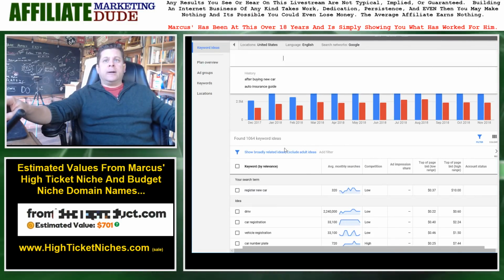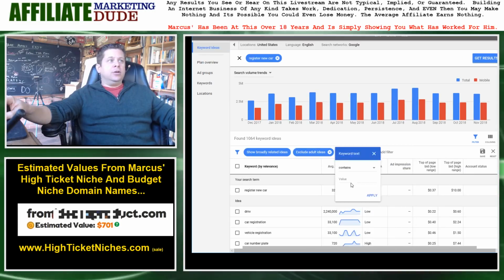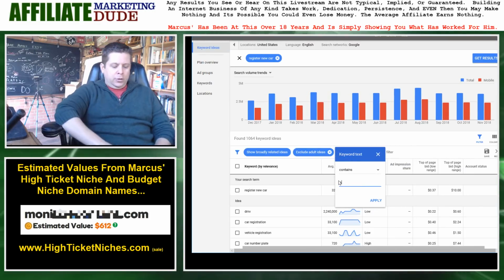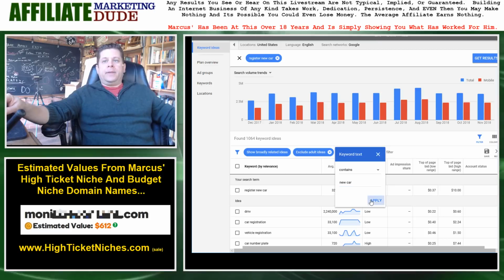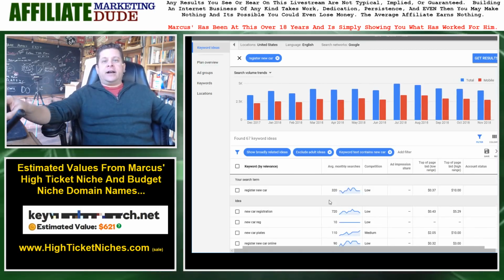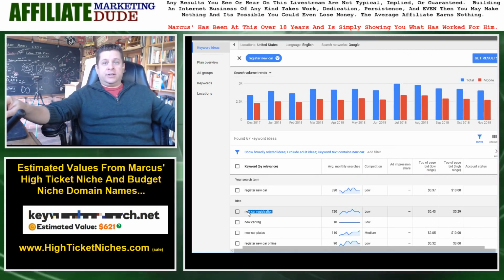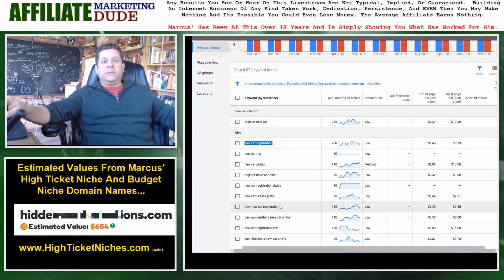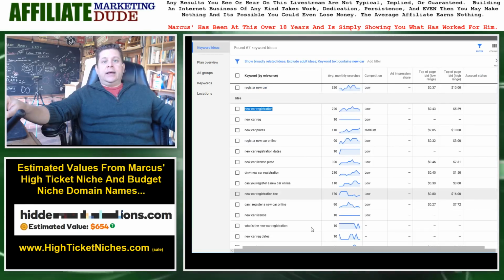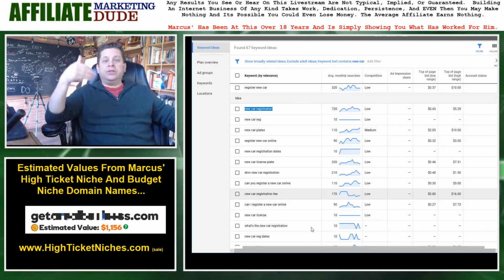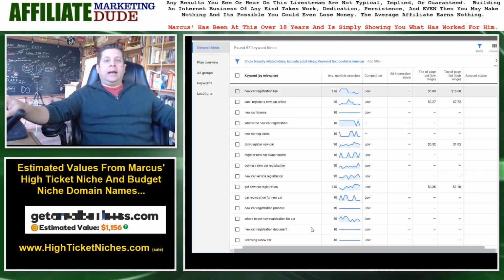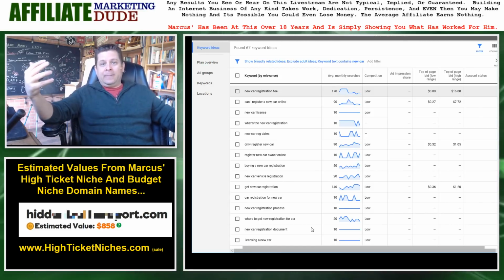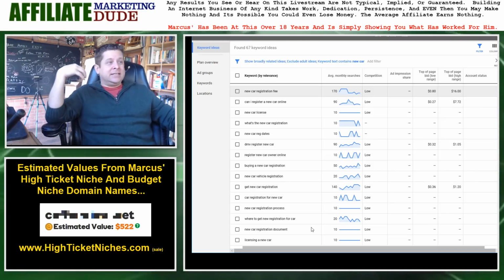Let's do new car. We'll filter this by new car, okay? And he can find all the different things that are out there. So new car registration, there you go, there's 720. New car plates, new car registration dates, DMV car registration. He could even do things like how soon do you have to get insurance on a new car, different things like that. And when you think about it, so many people are buying new cars every single day in the United States and different countries. This would work extremely well.